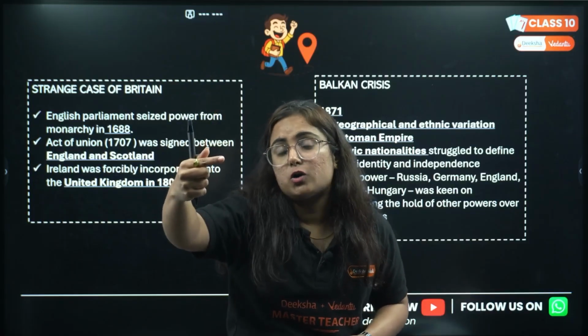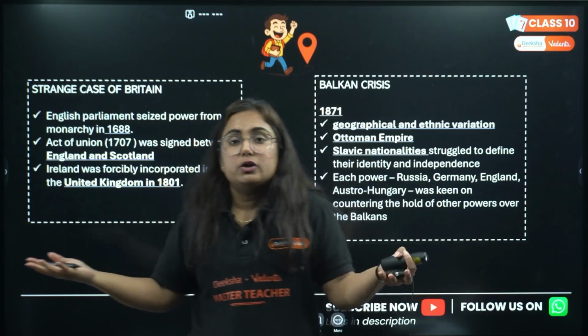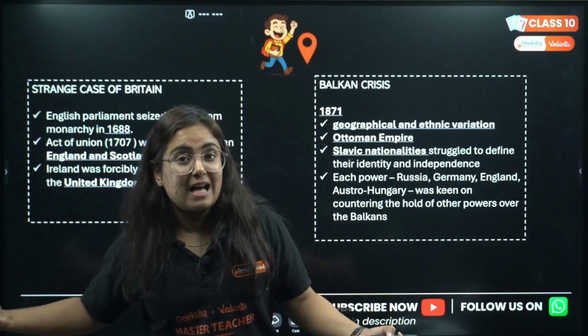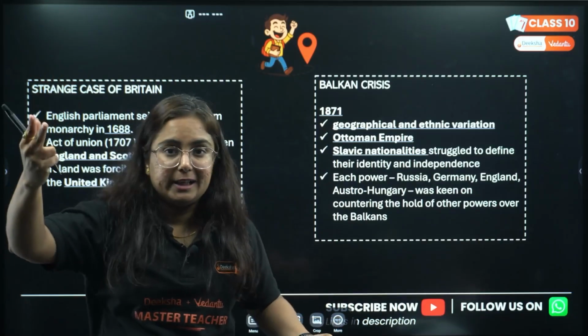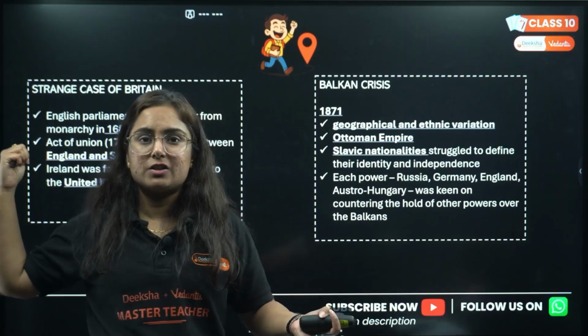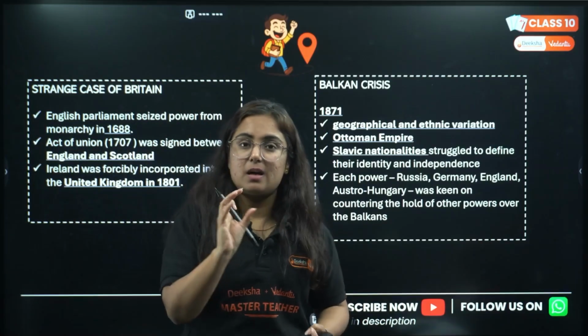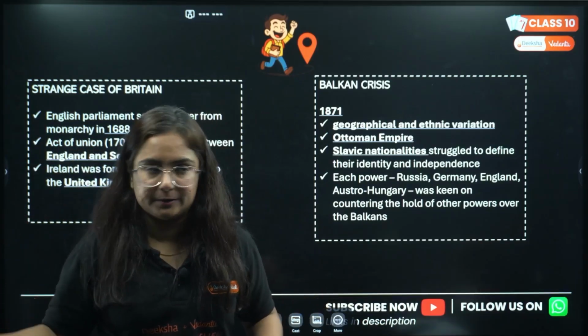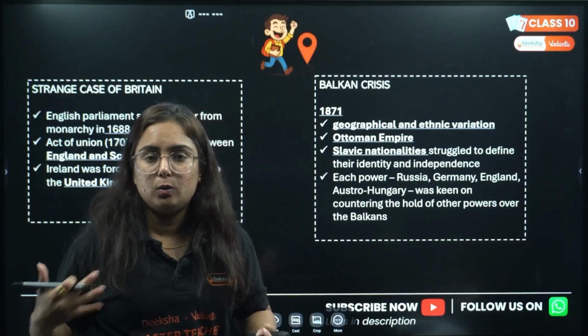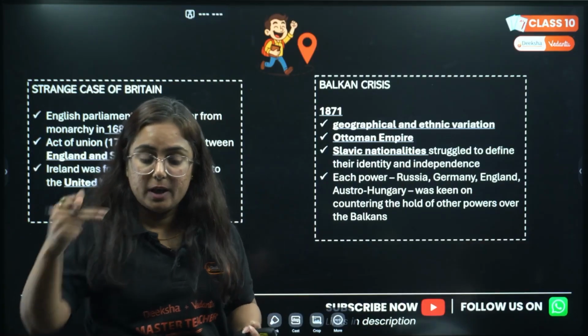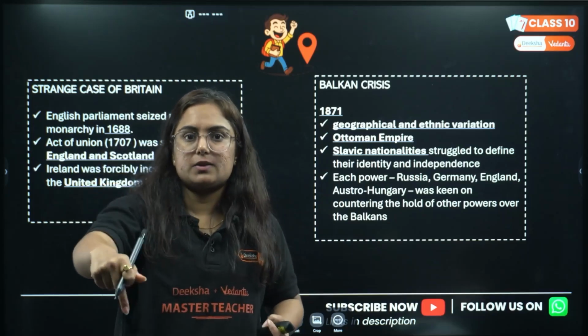The empire was the Ottoman Empire. Now they wanted their separate territory because the idea of nation was spreading. France became a nation, Italy became a nation, Germany became a nation. So in the 1870s, the Balkan crisis was on fire. What happened? These Slavic nationalists struggled to find their own culture, their own territory. They wanted, this is my territory, this is my nation.